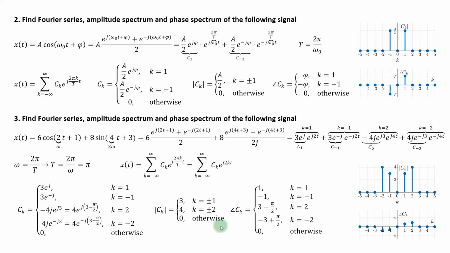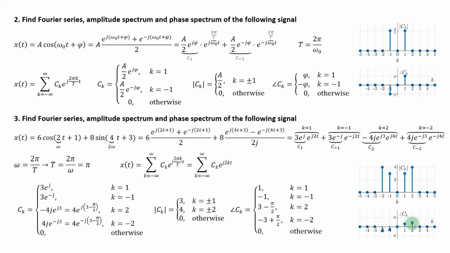Now, this amplitude spectrum I plotted here, and this phase spectrum I plotted here. And here, these two lines correspond to this cosine, and from here I could get its amplitude, and from here I could get its phase. And these two lines correspond to this sine, and from here I could get its amplitude, and from here I could get its phase. But here I have a warning.